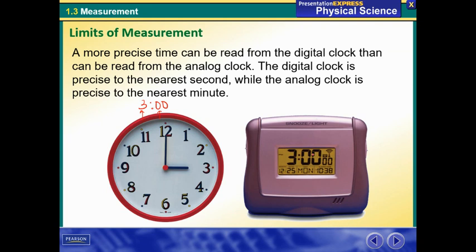This digital clock, on the other hand, shows me my nearest hour, it shows me my minute, and it shows me down to the second. Because this shows me down to the second, this is a closer or smaller measurement, and it means it's more precise.